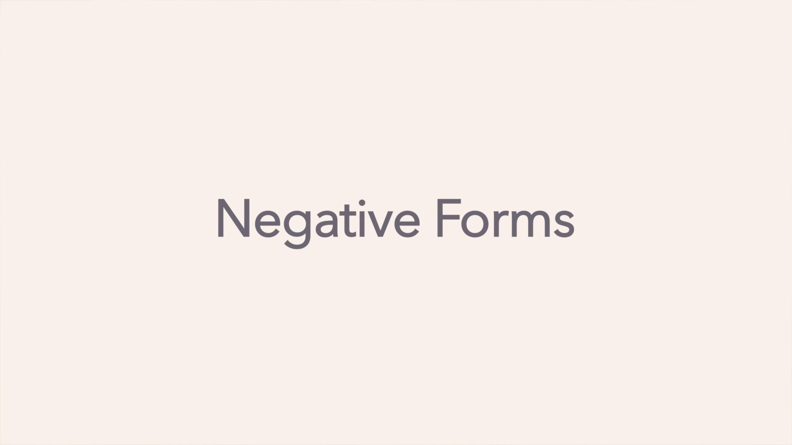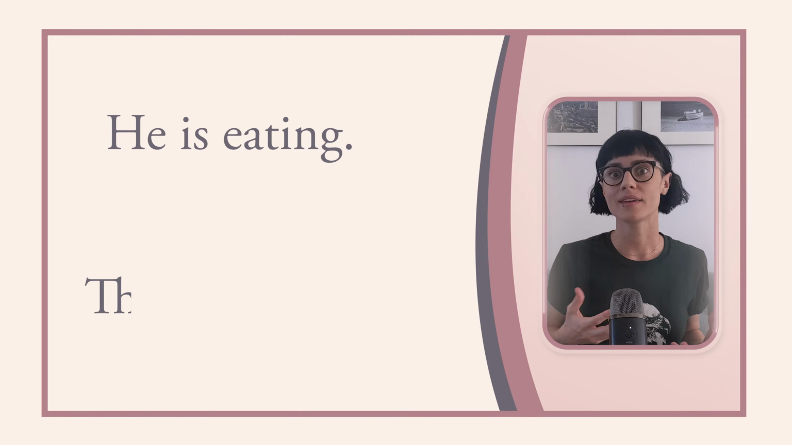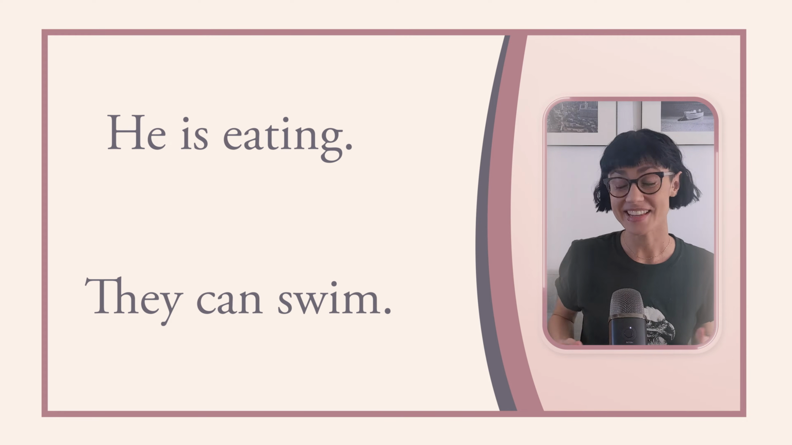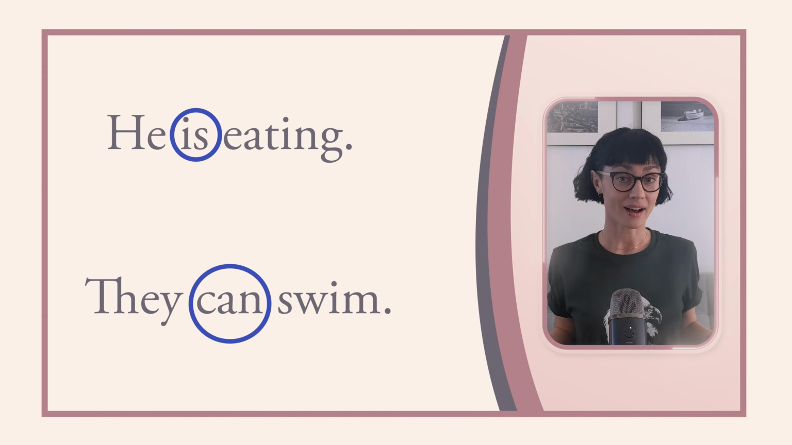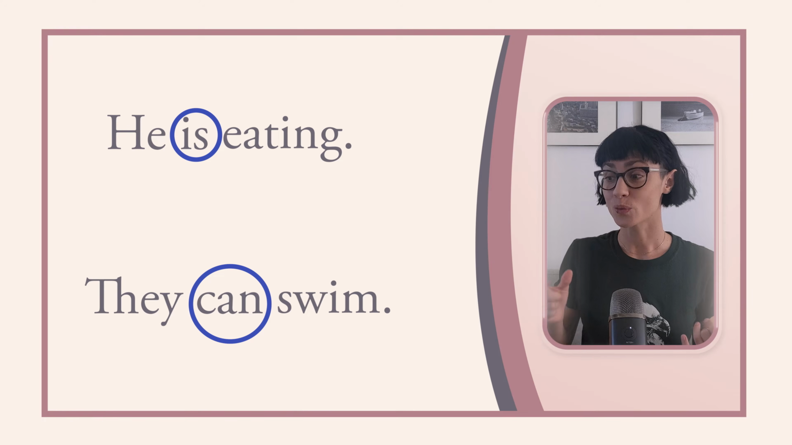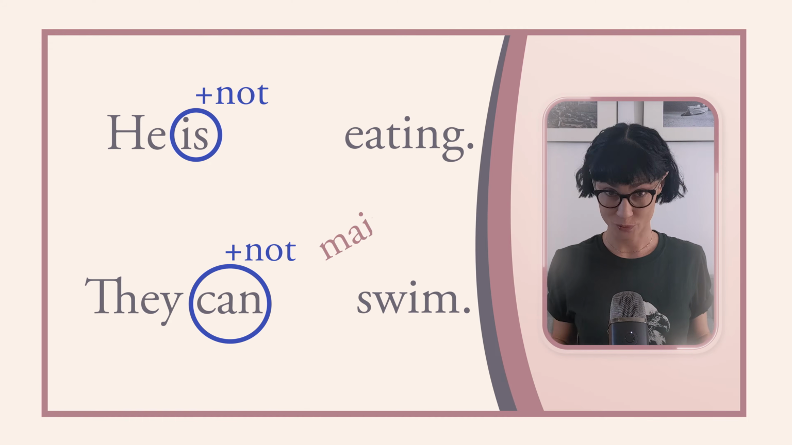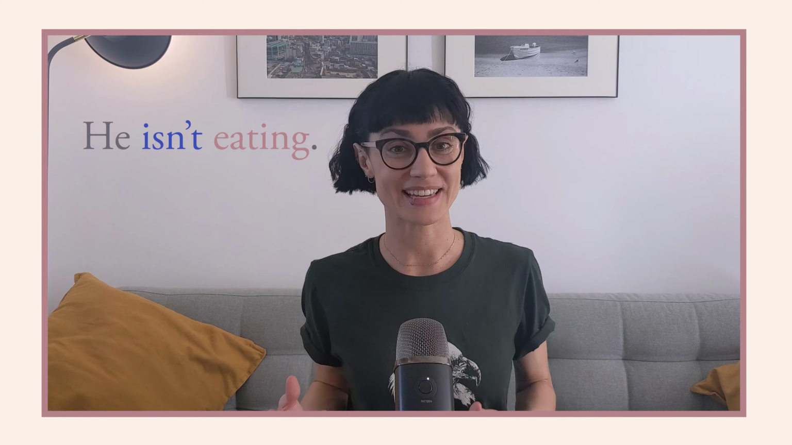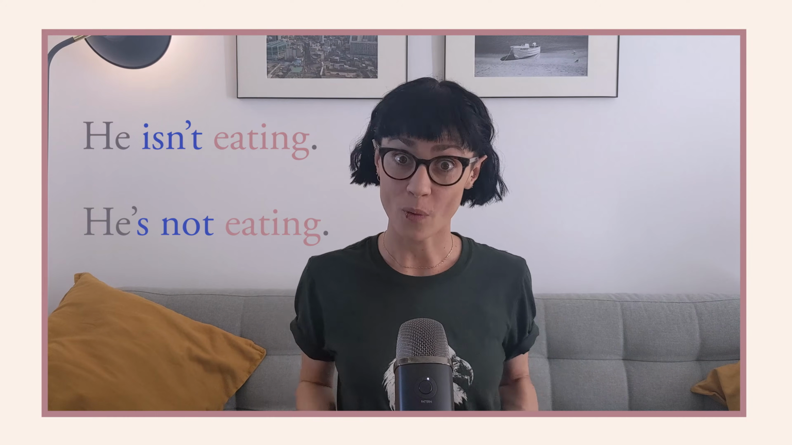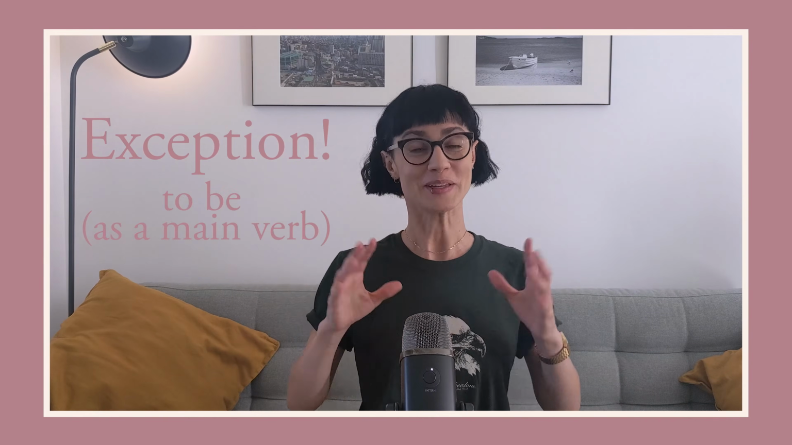Let's sidetrack a little bit and talk about negatives in English. Let's take the sentence, he is eating, or the sentence, they can swim. In these sentences, to be and can are extra verbs. So to make a negative in English, we add not to the extra verb, not to the main verb. He isn't eating, or he's not eating, or they can't swim. The only exception to this is the verb to be.